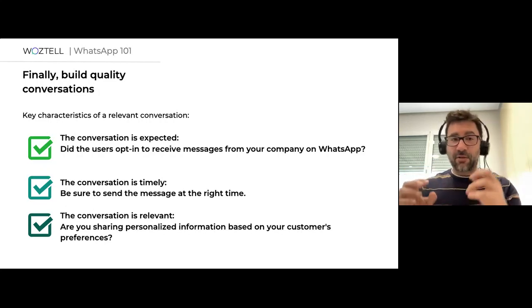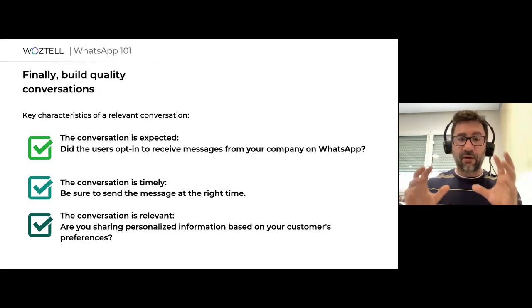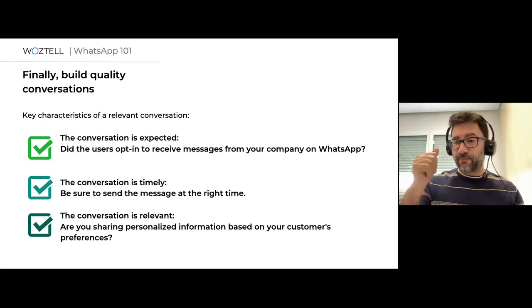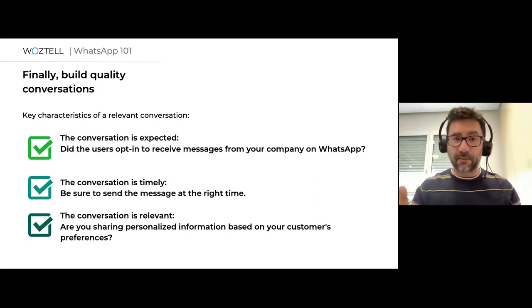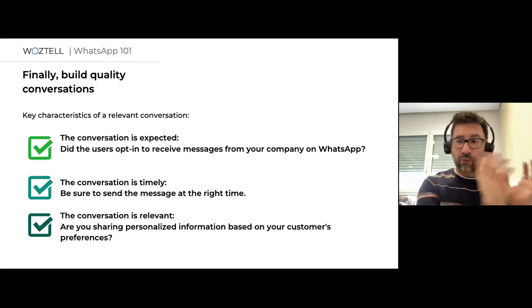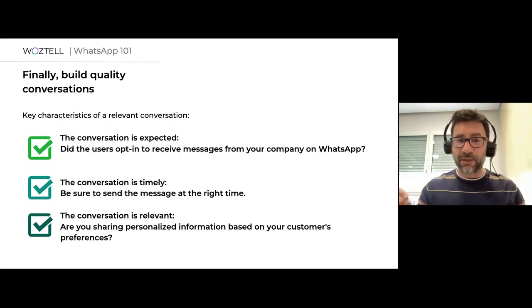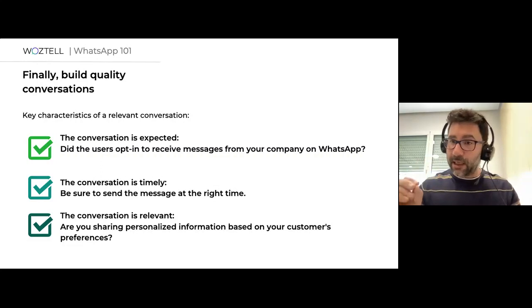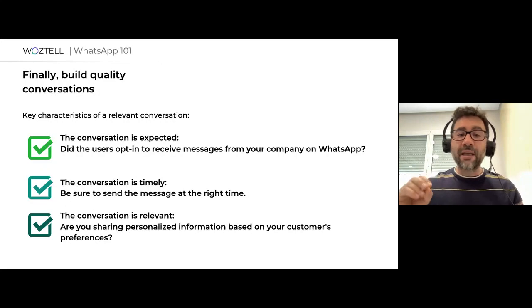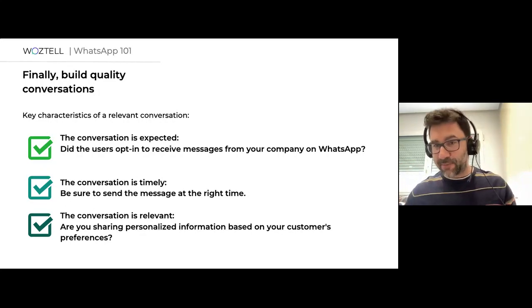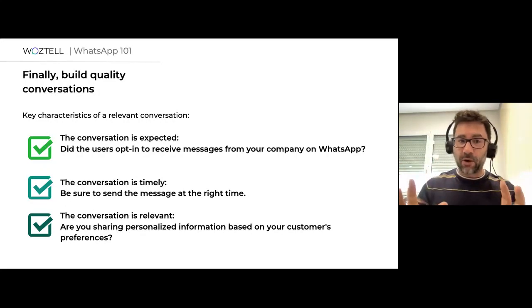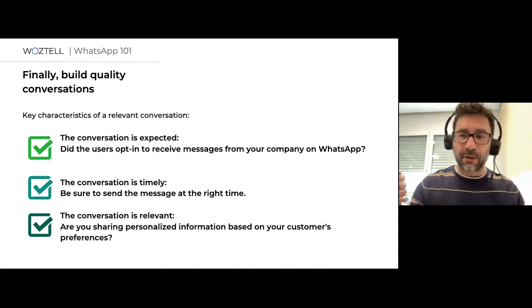So what are the three key characteristics of a relevant conversation? First, the conversation must be expected. This is super important. This is what we are talking about, the opt-in. Second, the conversation is timely. So send the conversation when it is expected, at the right time, okay? And third, the conversation is relevant.